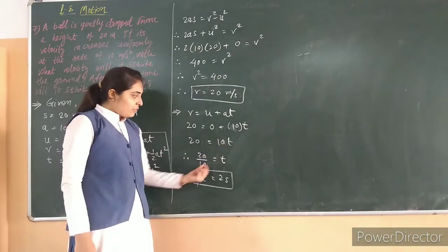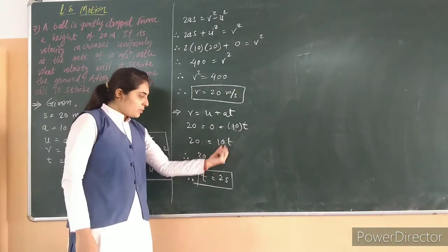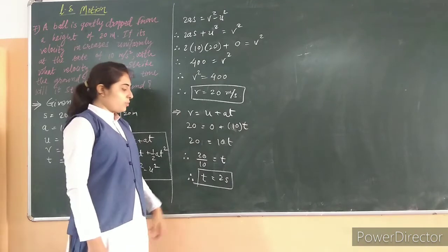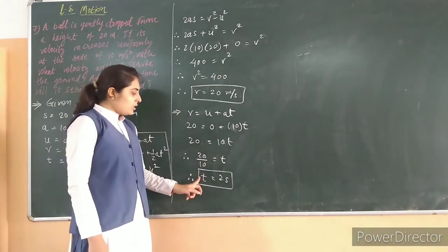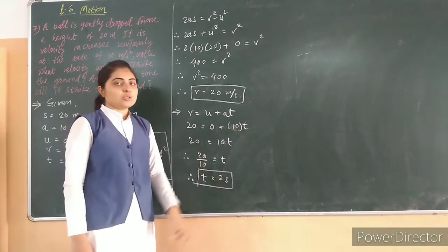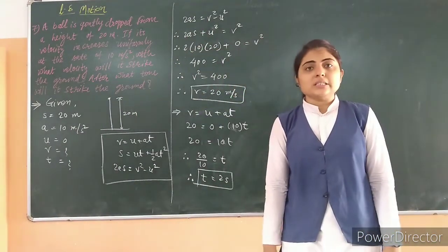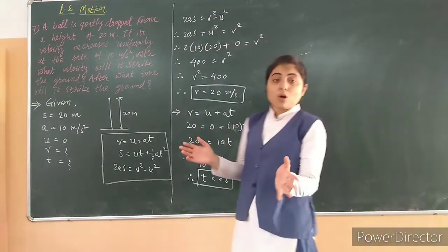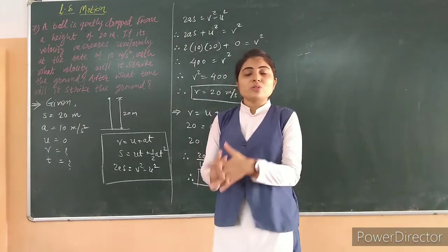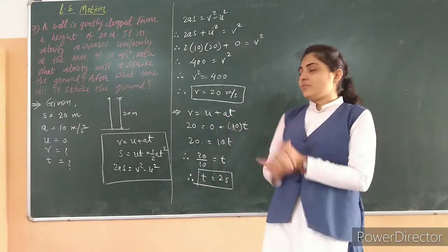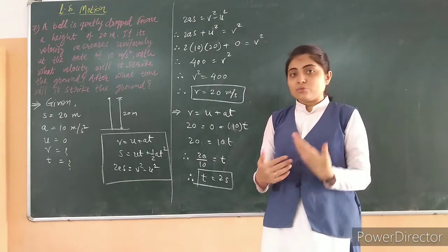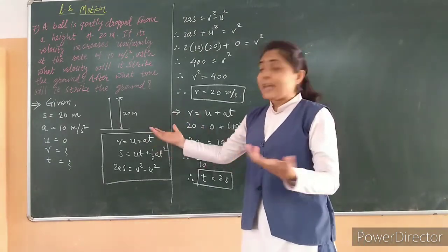Now for t, 10 will come to this side; as it is in multiplication, on that side it will go to the denominator. So 20 by 10 is equal to t. So t is equal to 2 seconds. After 2 seconds the object will reach the ground. That ball is reaching the ground. So this is how simply you can find the velocity or any of the terms by using these three equations.